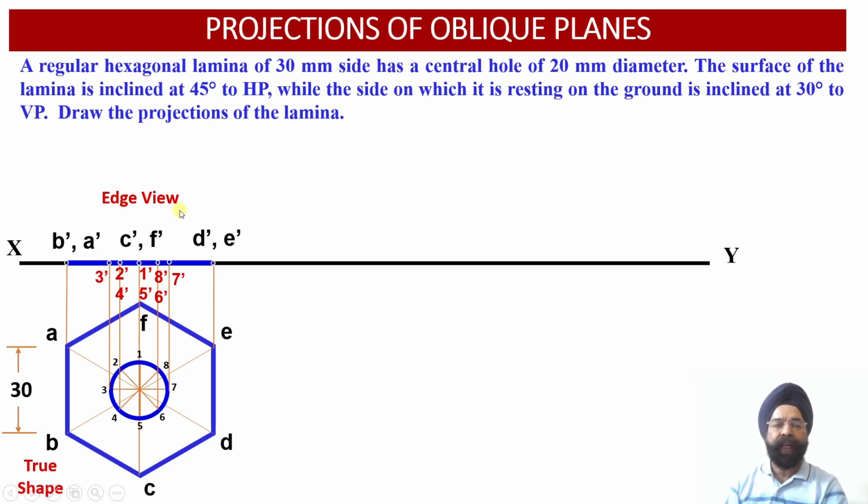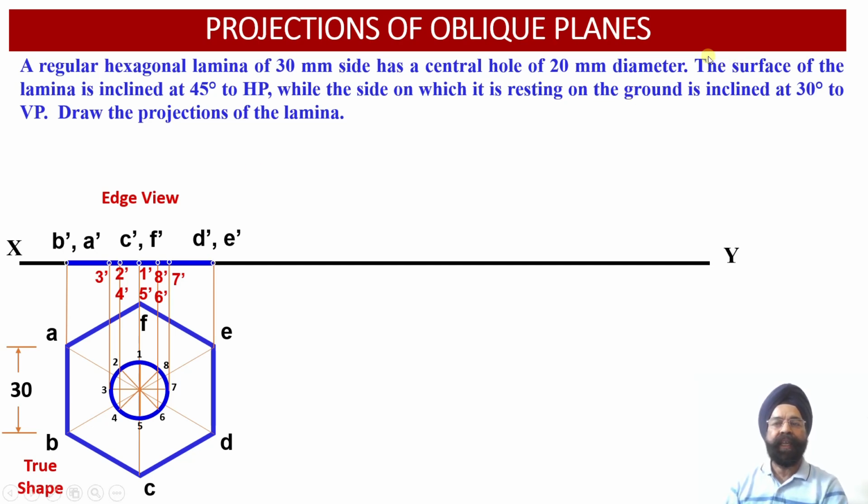So having obtained the edge view projections corresponding to this hexagonal lamina carrying a central hole, how many points have we been able to project onto the edge view? There are 6 points corresponding to the hexagonal lamina and 8 points corresponding to the circular hole over here. So a total of 14 points have been located onto the edge view of this hexagonal lamina in the front view projections over here.